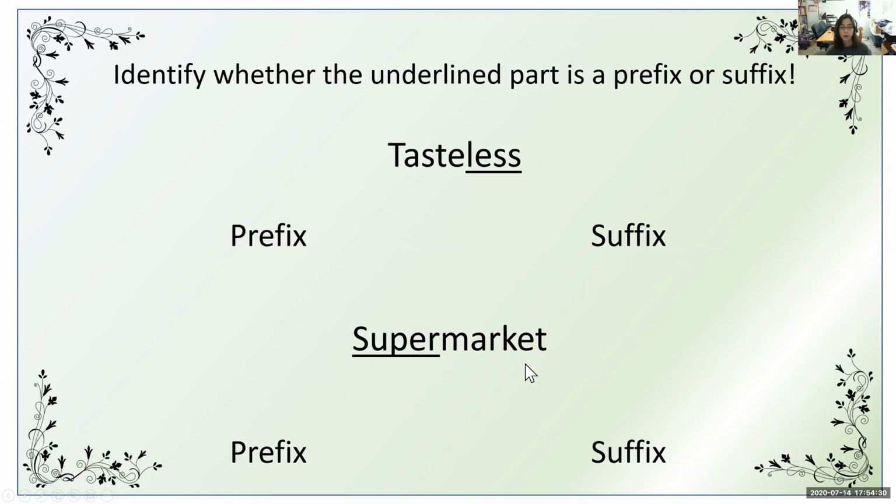What about supermarket? So market is our root word, and we add super to the beginning of market for supermarket. So is super a prefix or a suffix? Super is a prefix because it's added to the beginning of the root word, which was market, to make supermarket. So again, less is a suffix because it's at the end of the word. Super is a prefix because it's at the beginning of the word.